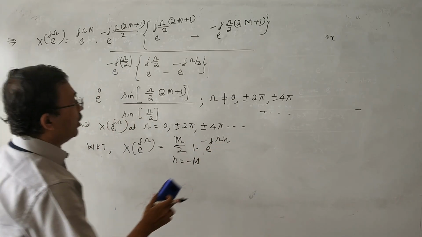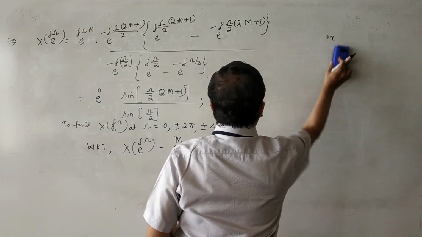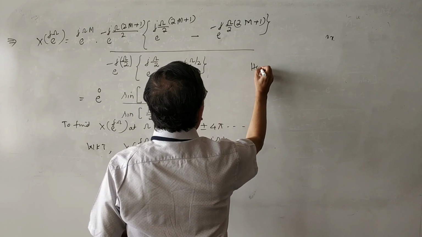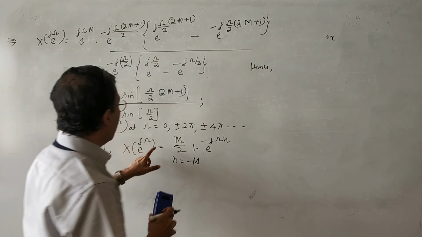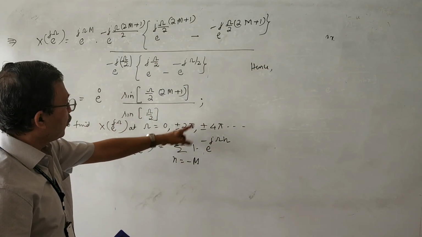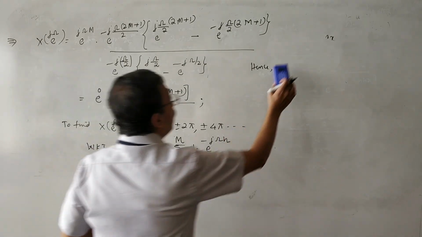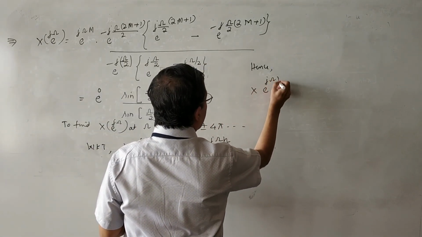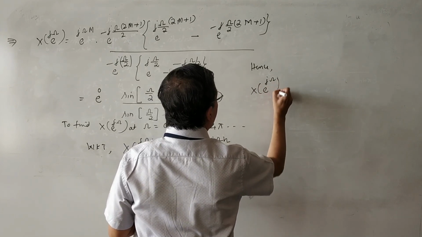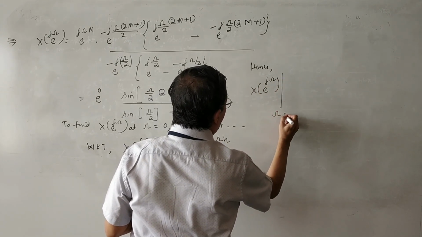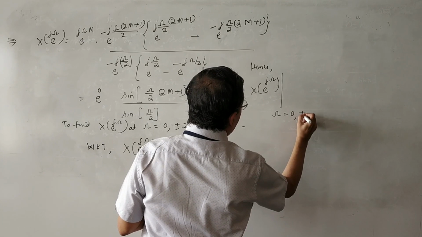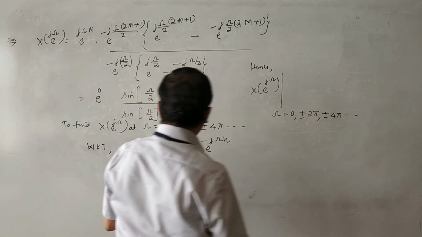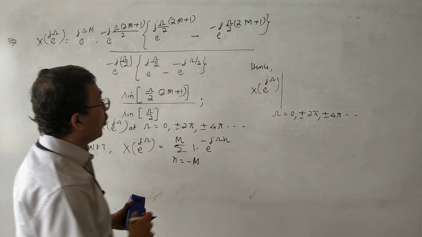In this expression, put omega equal to 0, plus minus 2 pi, and so forth. Hence, x of e power j omega evaluated at omega equal to 0, plus minus 2 pi, plus minus 4 pi, and so on. If you put omega equal to 0, what do you get?